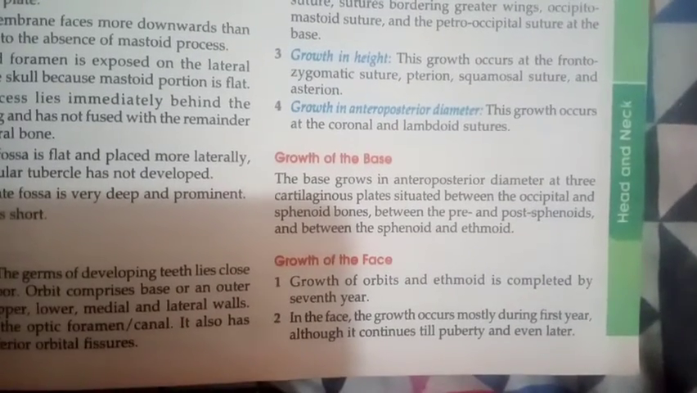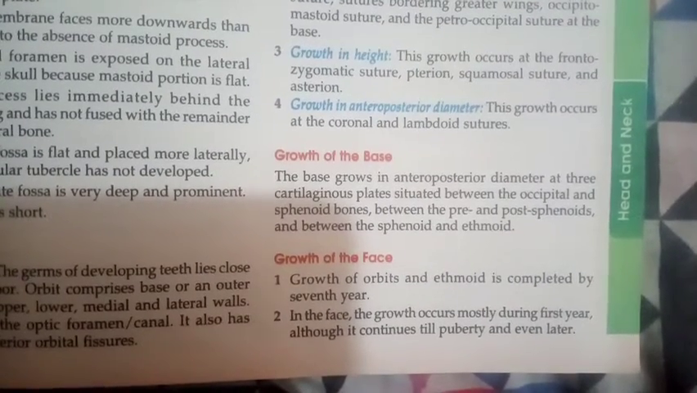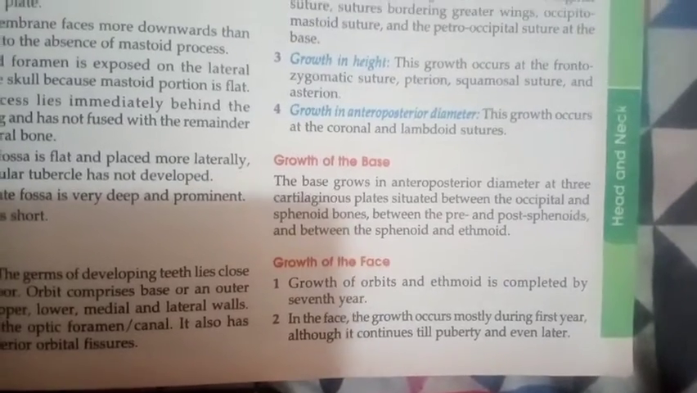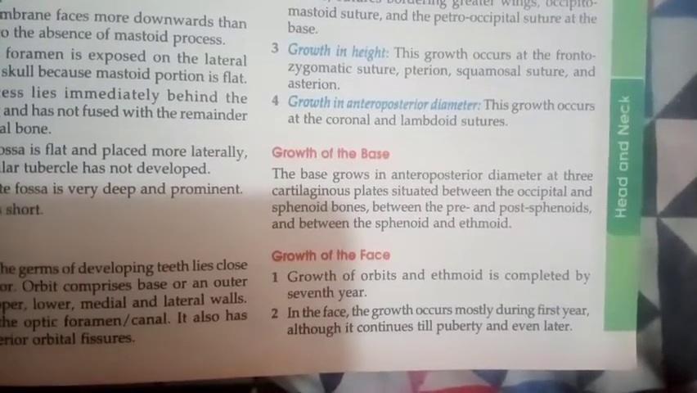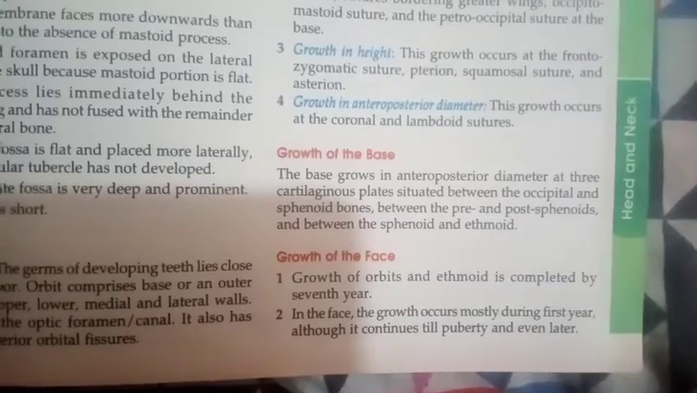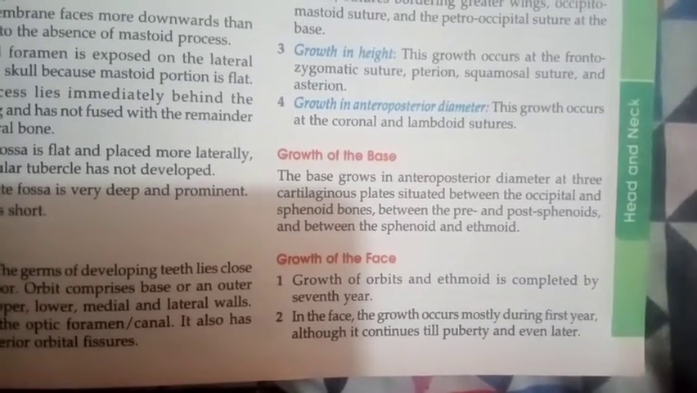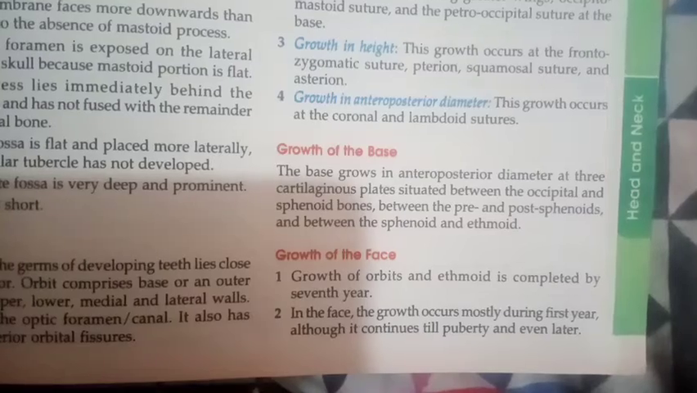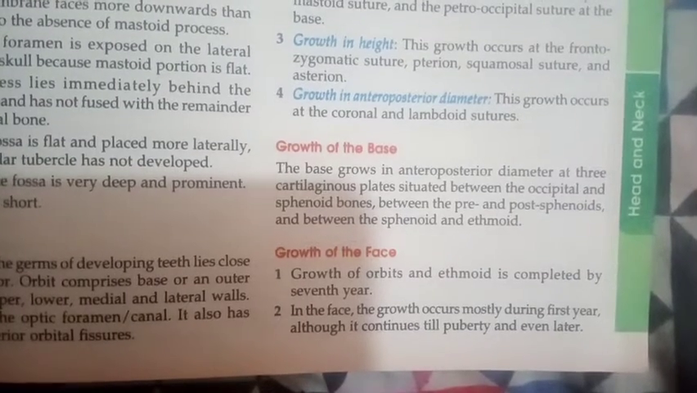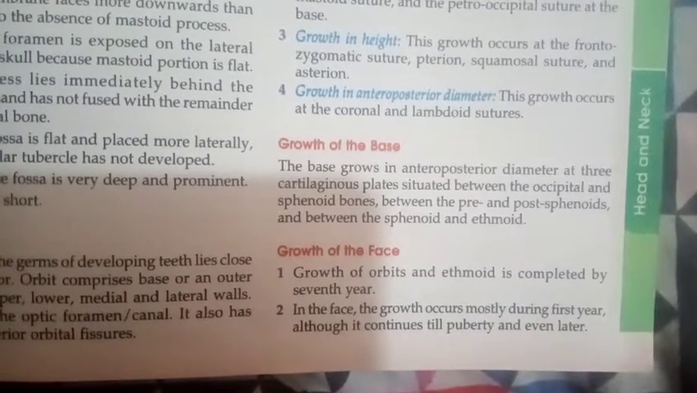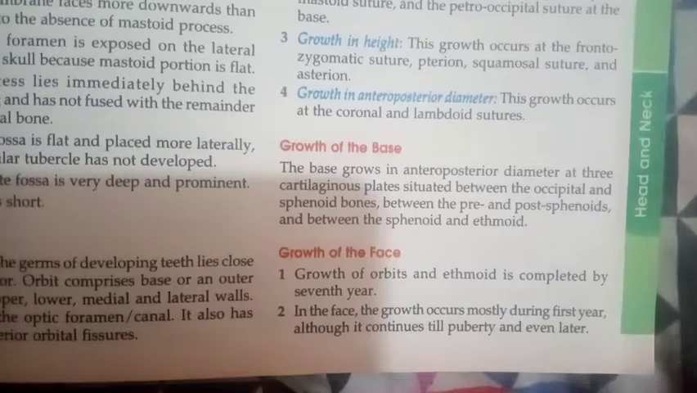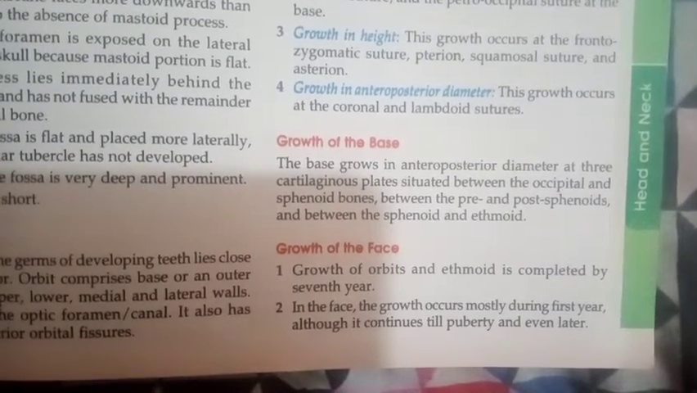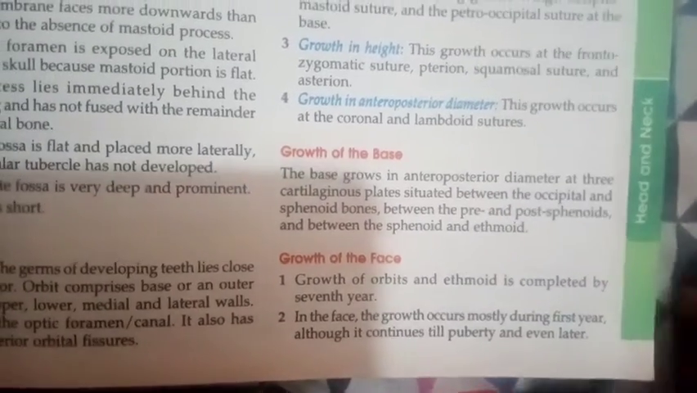Growth of the base. The base grows in the anterior-posterior diameter at 3 cartilaginous plates situated between the occipital and sphenoid bones, between the pre and the post sphenoid, and between the sphenoid and ethmoid. Growth of the face. Growth of the orbits and ethmoid is completed by the 7th year. In the face, the growth occurs mostly during the first year, although it continues till puberty and even later.